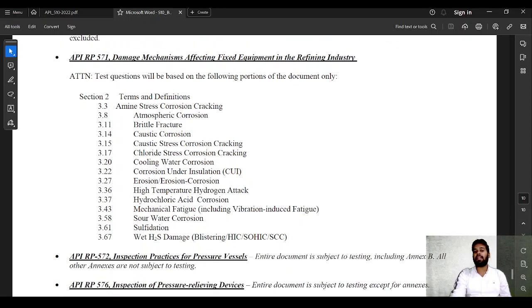API 571, that is damage mechanisms. There are almost 60, in this case 67, types of damage mechanism, but not all of those are going to happen to the pressure vessel. In that case, for a pressure vessel inspector, only these kinds of damage mechanism are going to be interesting.